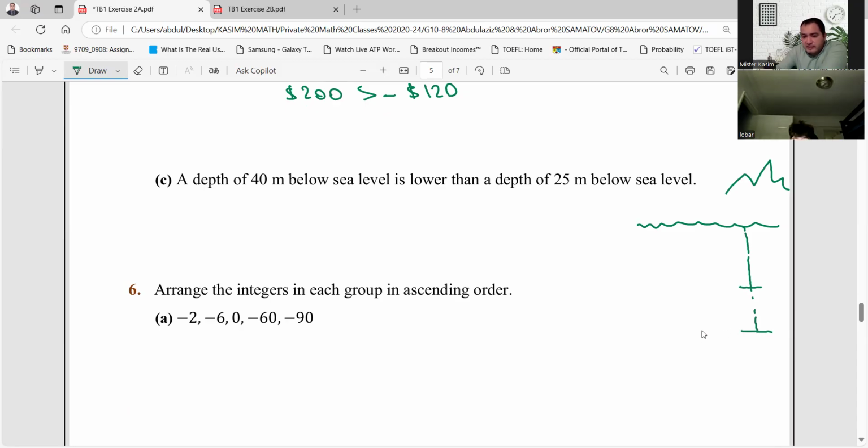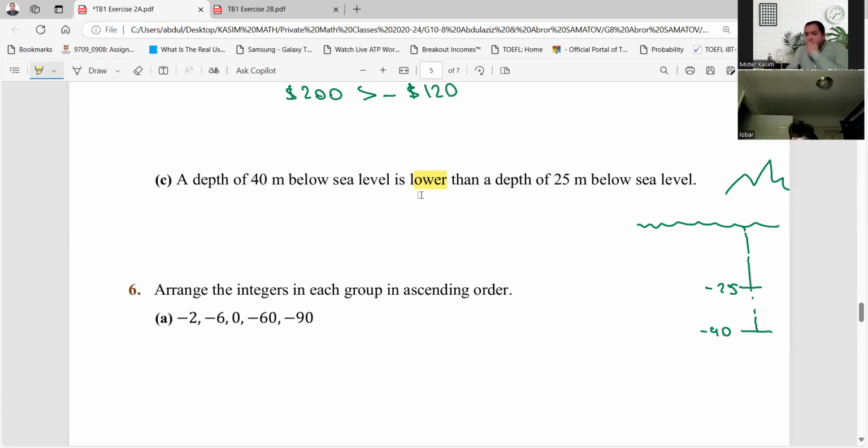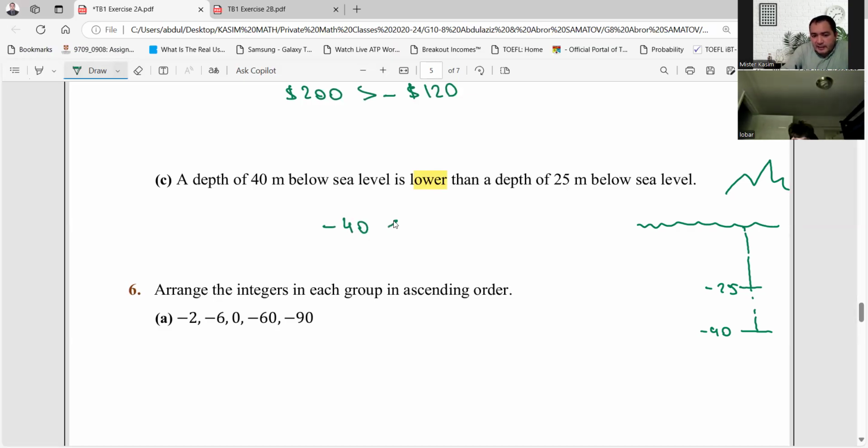So this one is negative 40. Depth means that negative 40. So this one is negative 25, right? A depth of 40 meters below sea level is lower. It says lower than a depth of 25 meters. That means that depth that is negative 40, right, is less than negative 25. You see how they change word problems into mathematical statements, Abror?